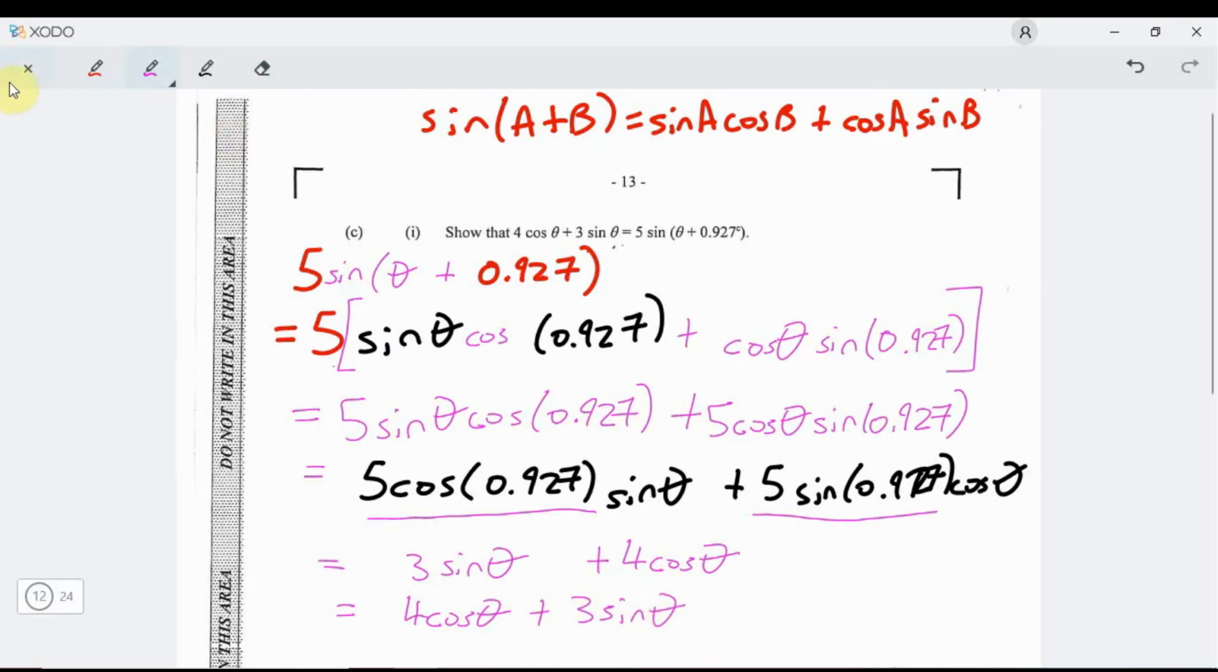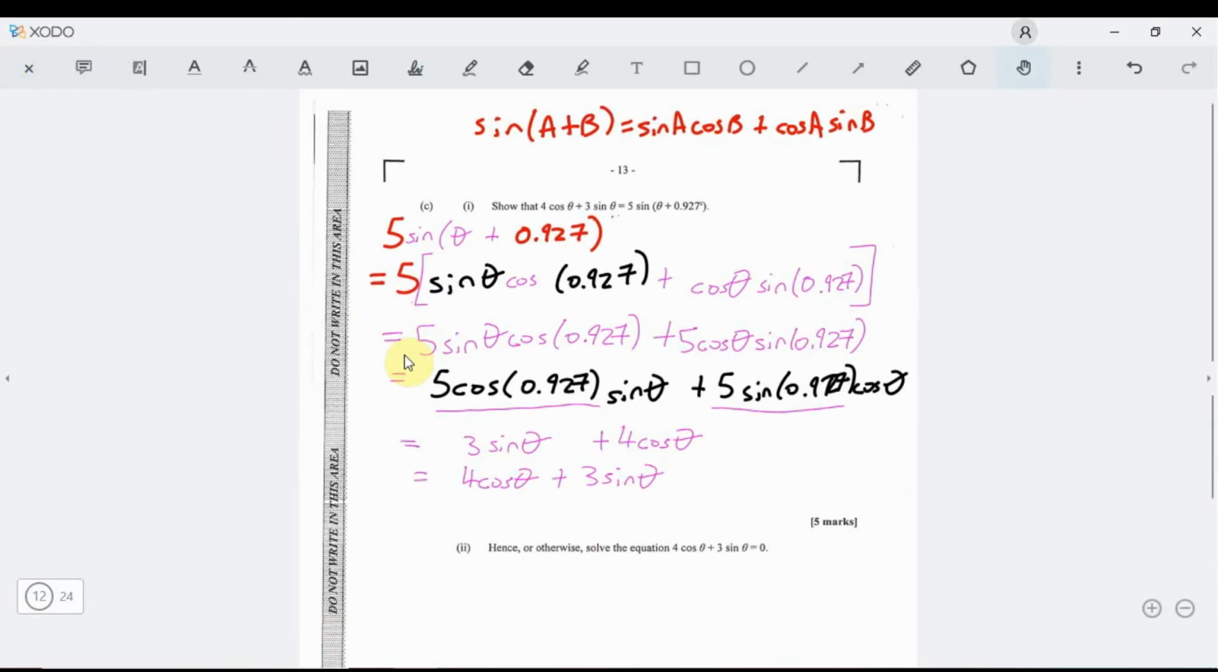So now we can tell them our conclusion, and we can tell them, therefore, 4 cos theta plus 3 sine theta is equal to our 5 sine in bracket theta plus 0.927. That's it. Part 2, it says, hence or otherwise solve the equation equal to 0.